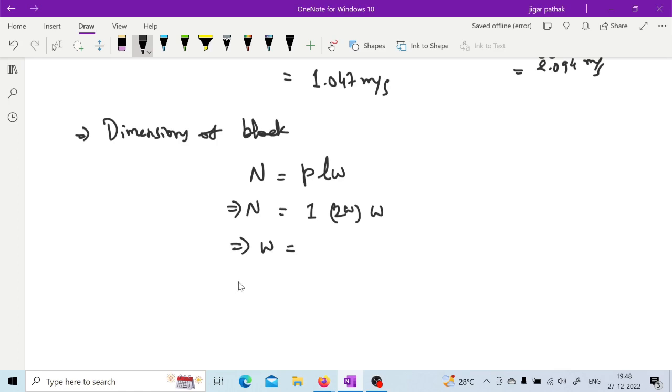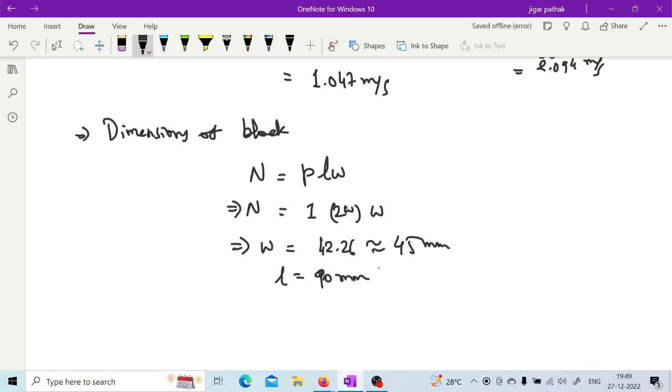So what is width? 42.26 mm. Okay, if it is 42.26, you can consider it as 45 mm. So from this, length will be 90 because length is 2 times width. Right. Now, whether this block is self-locking or not, can anyone of you check this?